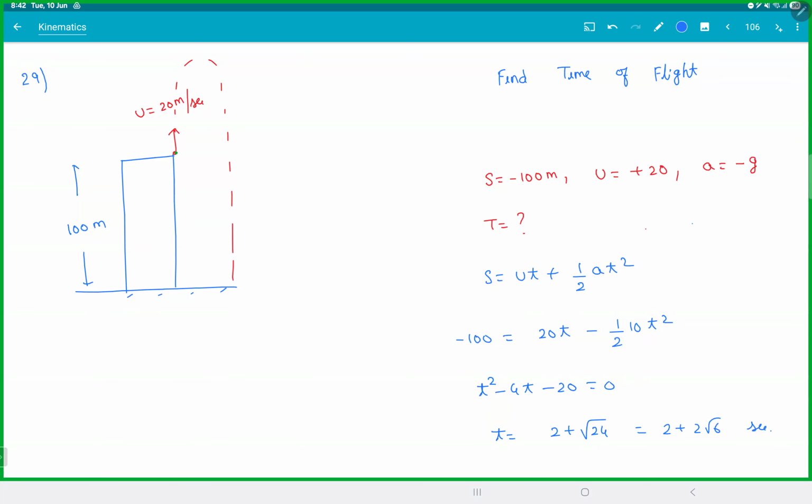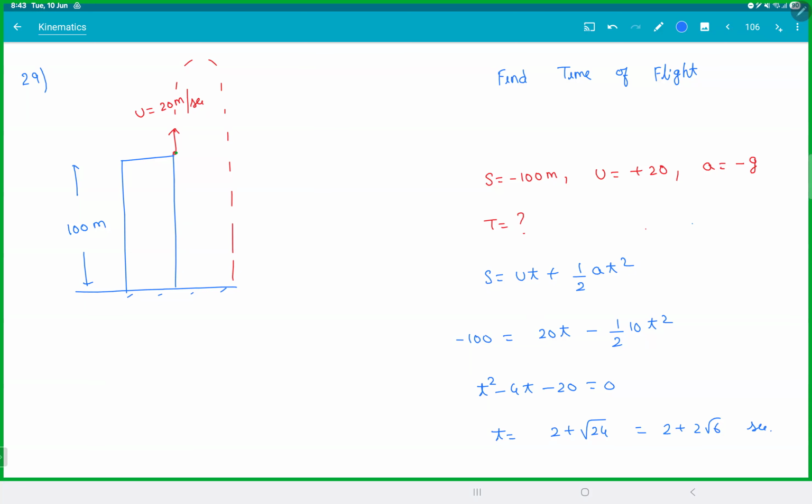Clear, everyone? All got this? Same equation? Check it out. If you got the equation, then it is just a matter of solving. In case you didn't get it, see where it went wrong. Most common mistake people make is taking S as 100. So be careful with that. It doesn't matter whether I throw up or throw down, S will always be minus 100. Easy?